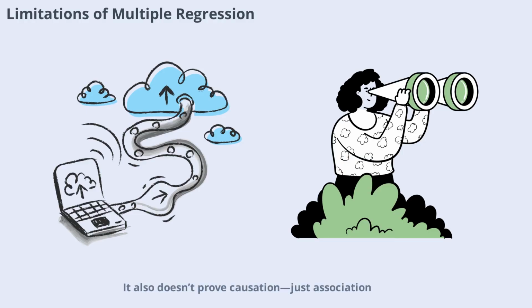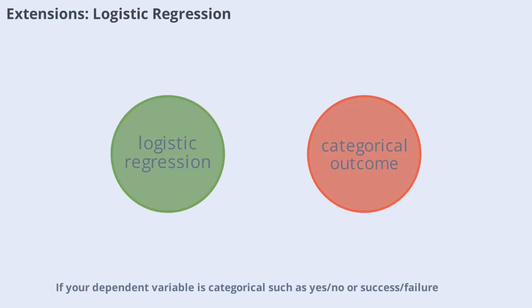It also doesn't prove causation, just association. Always interpret results carefully and consider alternative models or additional analyses if your data or research question requires it. If your dependent variable is categorical, such as yes-no or success-failure, logistic regression is a better choice than multiple regression. Logistic regression models the probability of an outcome and is widely used in fields like medicine and marketing. It's an important extension to understand when working with different types of data.